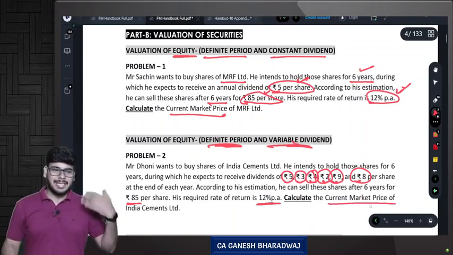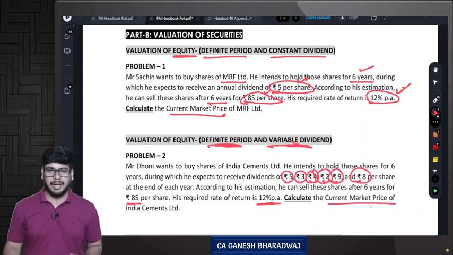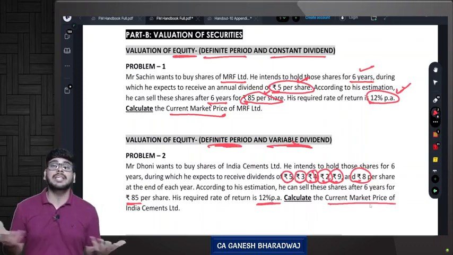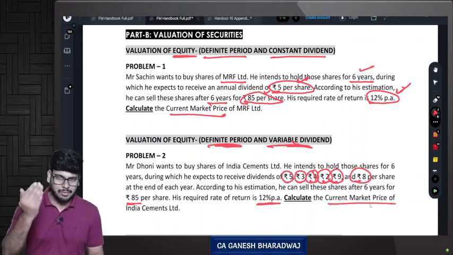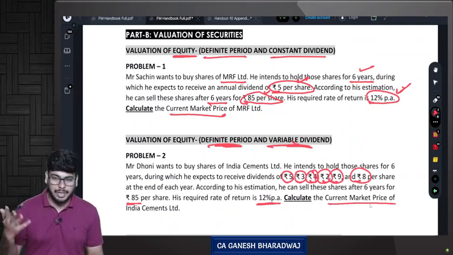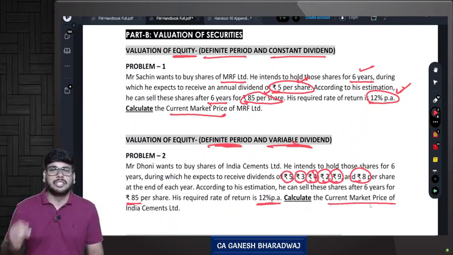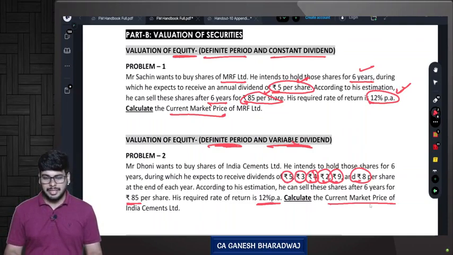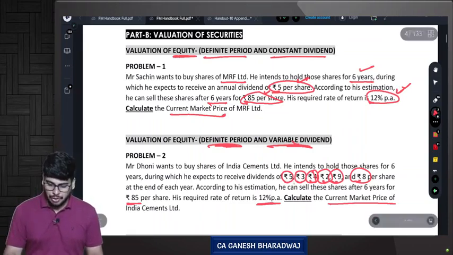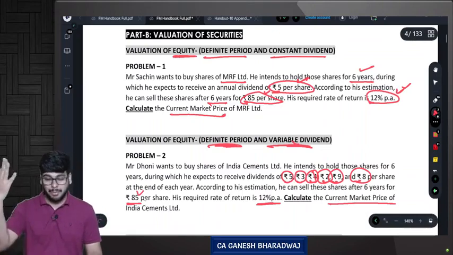Very simple. In the previous question, we used the annuity factor, the annuity table. In this question, we cannot use the annuity table. Why? Unequal cash flows. For unequal cash flows, you only need to use the present value interest factor table. So the current market price of India Cements is nothing but the present value of all the dividends plus the present value of the sale proceeds, 85.